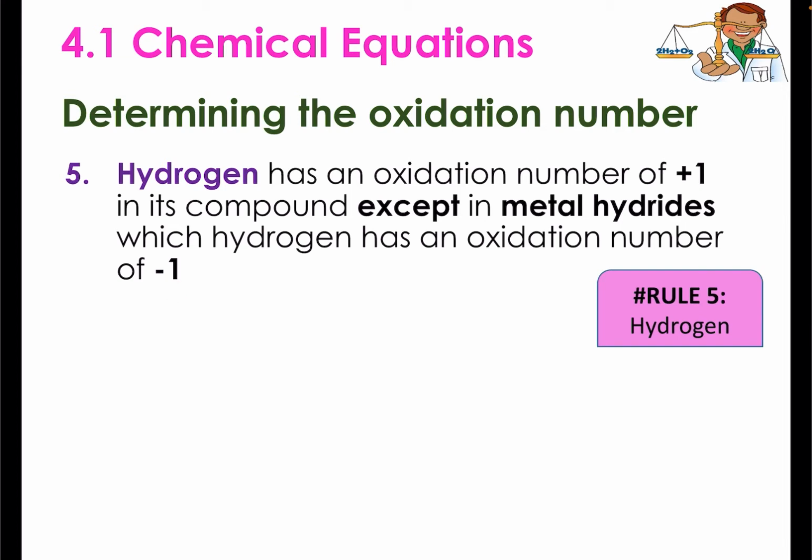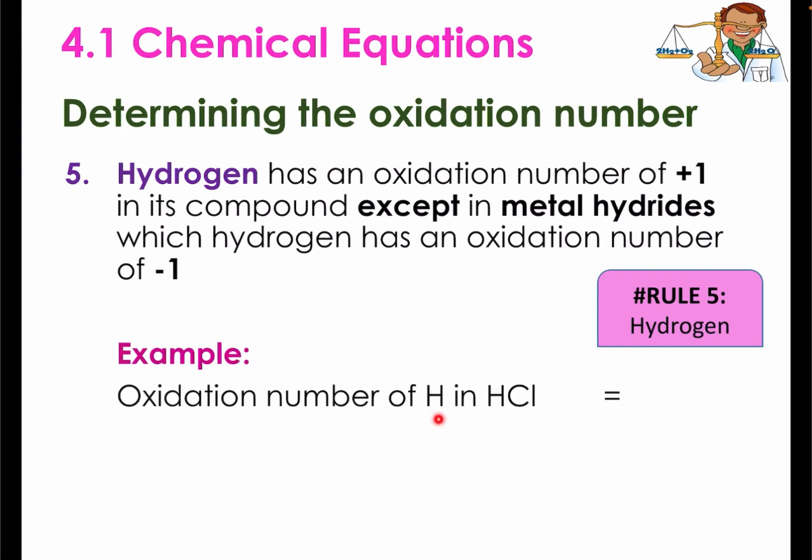So mari kita cuba a few examples. I got oxidation number for hydrogen in HCl. So saya lihat H dia combine dengan chlorine. So chlorine adalah non-metal. So tak jadi masalah. It will always be positive 1.